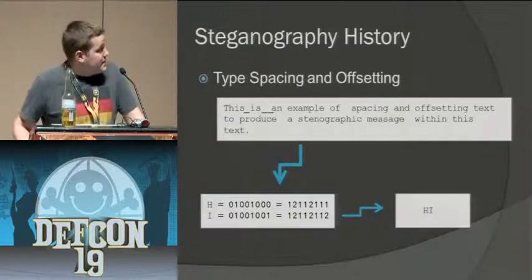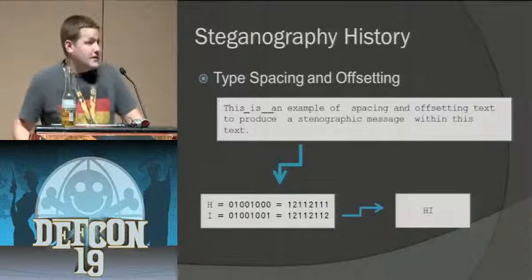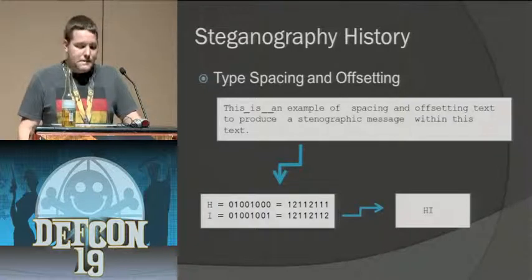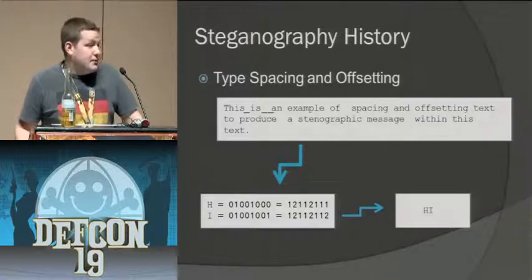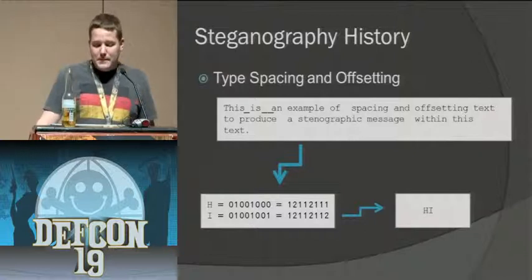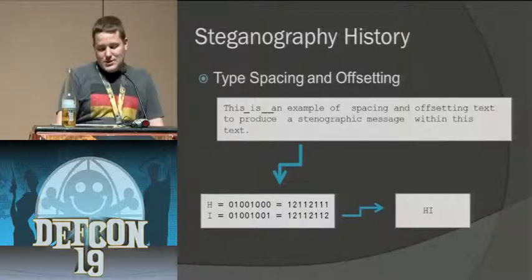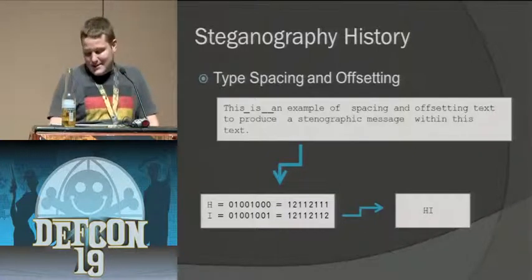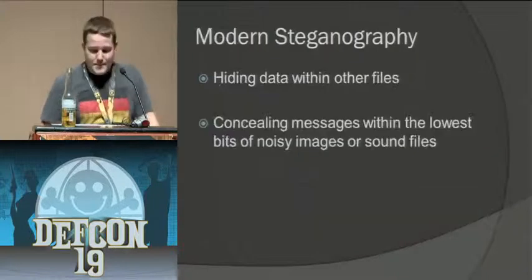Type, spacing and offsetting. Again, this is a lot like the null cipher. You have to have a really, really long message in order to get out a really short message. So, those are the shortcomings involved there. You'll end up with a really long message and you translate all the way across into something and you get something as simple as hi.